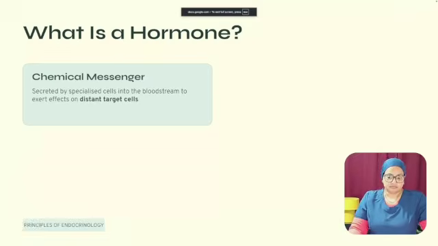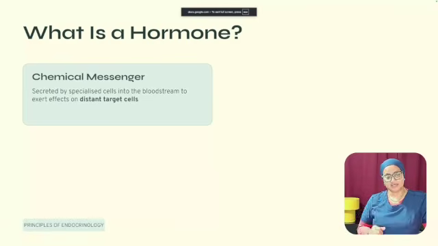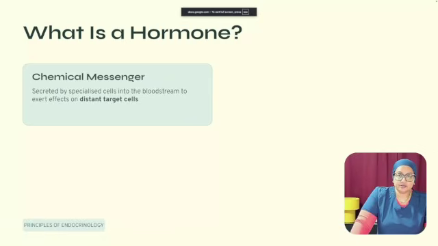Now, to build a foundation, we need to understand what every one of these terms means. For example, what is a hormone? A hormone is a chemical messenger. It's secreted by specialized cells into the bloodstream. Please note this definition and this wording because every word has a meaning. To exert its effects on distant target cells.